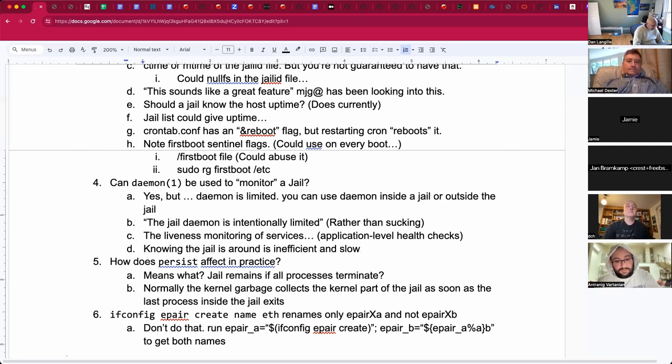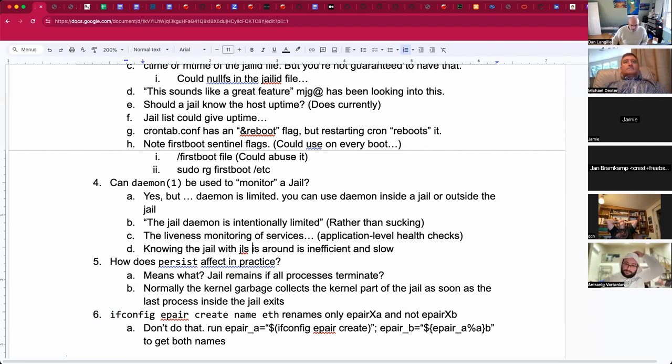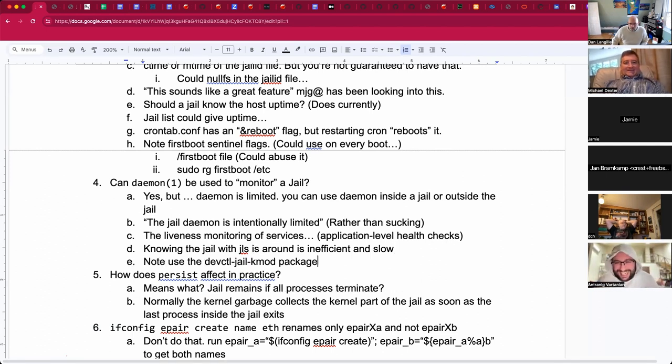But there is a kernel module available as a package. I posted the name, devctl jailkmod. It has been around for years and it hasn't run into compatibility issues in all the time I've used it. So in my opinion, this code really belongs in base. Hi, Jamie. This turns jail state changes like creation, destruction, changing properties, attaching to and from jails into devctl messages, and then you can have devd respond to them, which is the nice way to do it.